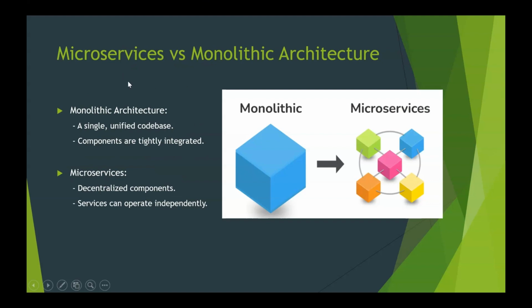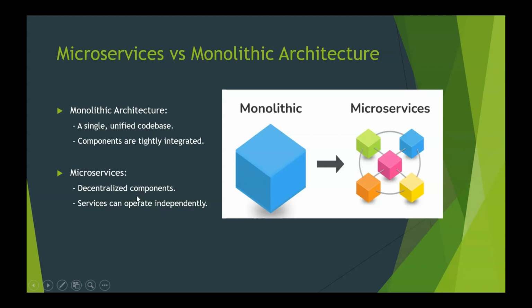Let's see microservices versus monolithic application architecture. If you see the monolithic architecture, it is a single, unified code base. You will have the code for the whole application in one repository, and you will have to code everything inside just one repository. All components of your application will be tightly integrated. That means if something goes down or breaks, the whole application will break down and your application will not work.